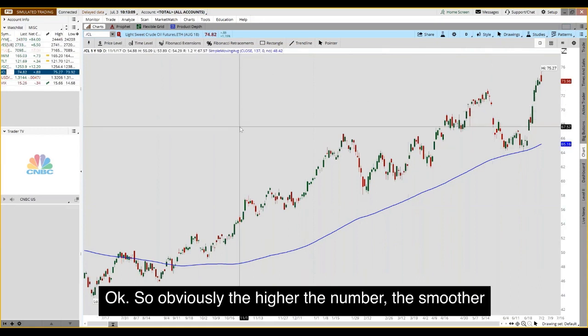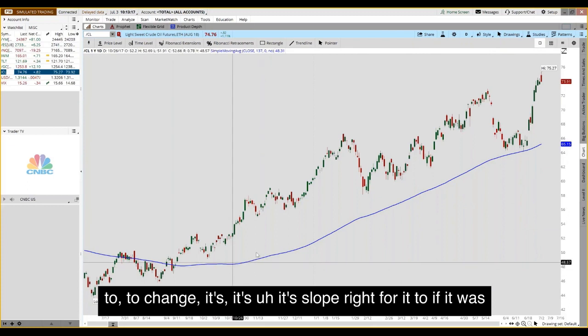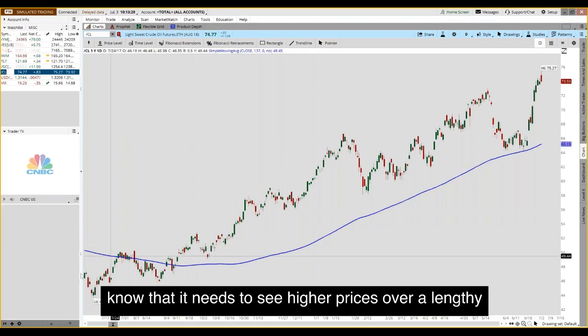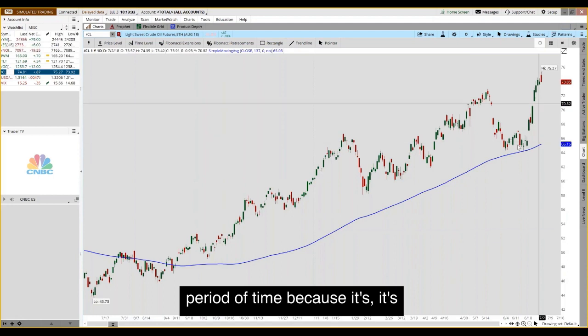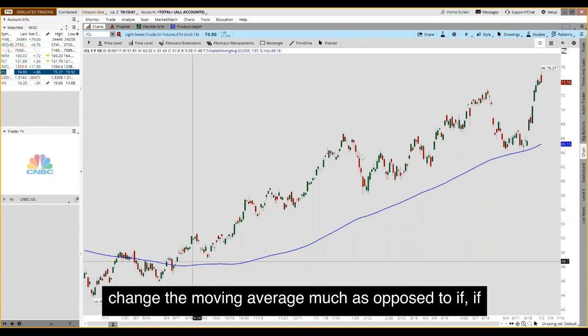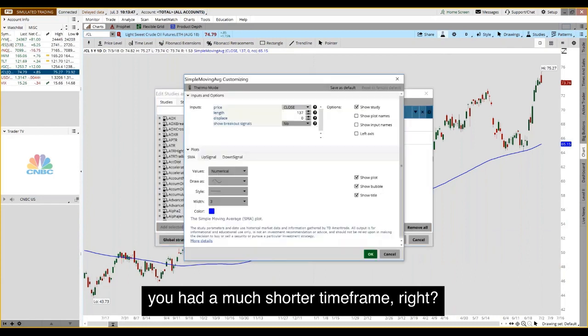So obviously, the higher the number, the smoother this line is going to be, right? The longer it is going to take to change its slope. If it was pointing downwards, for it to start sloping upwards, it needs to see higher prices over a lengthy period of time, because it's going back 137 bars. So with one or two strong up days, it's not really going to change the moving average much, as opposed to if you had a much shorter time frame, right?